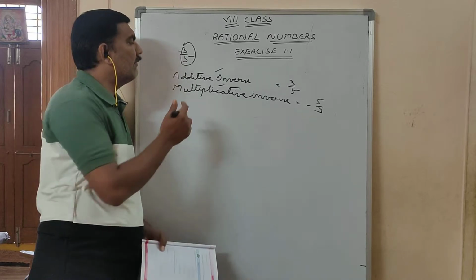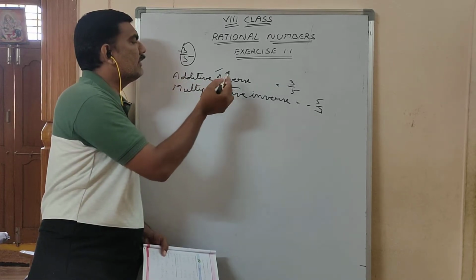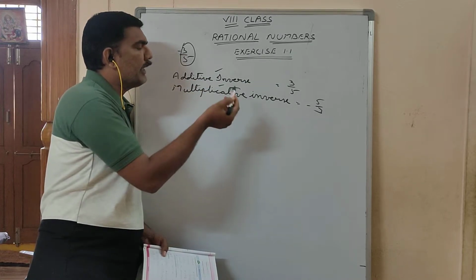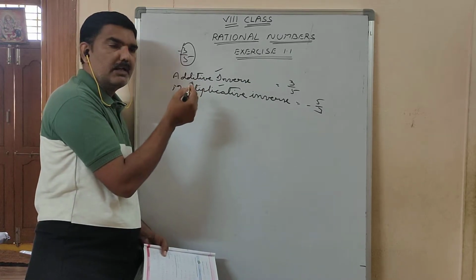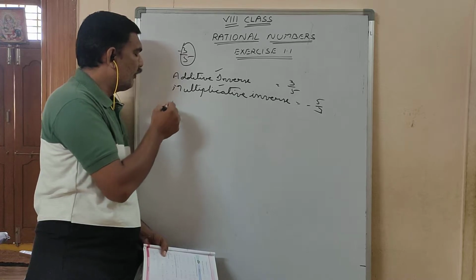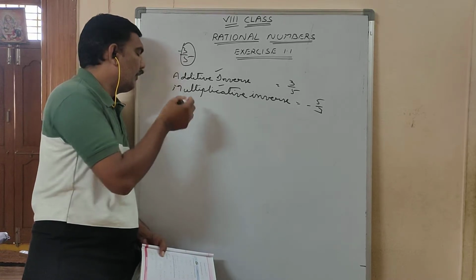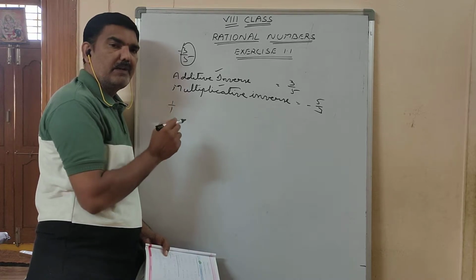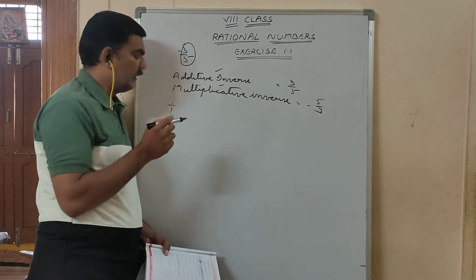If you take 1, what is the additive inverse of 1? Minus 1. The multiplicative inverse of 1, in fraction form you write 1 by 1 only. If you do the reciprocal also, 1 by 1 only will come. Means 1's multiplicative inverse is 1.